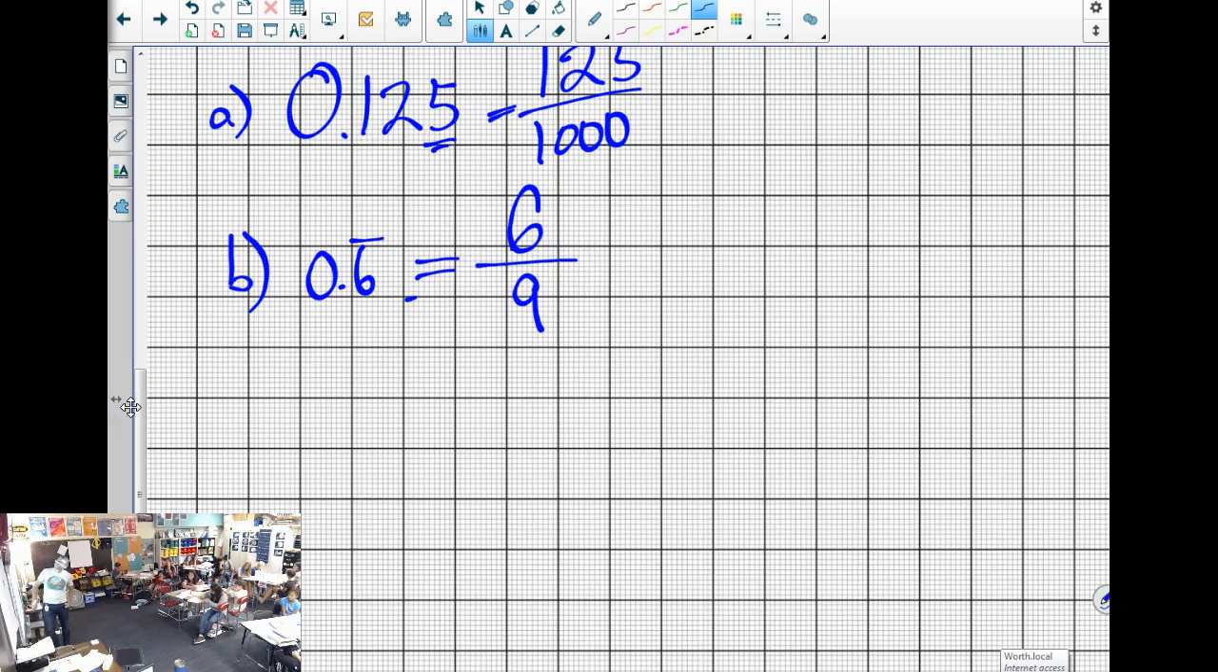What about in C, we have 5/6. Make a prediction. Do you think this is going to repeat or terminate? 5/6. Talk with your group really quick. Without a calculator, hold on. Without a calculator, is there a way we can figure out what this is?